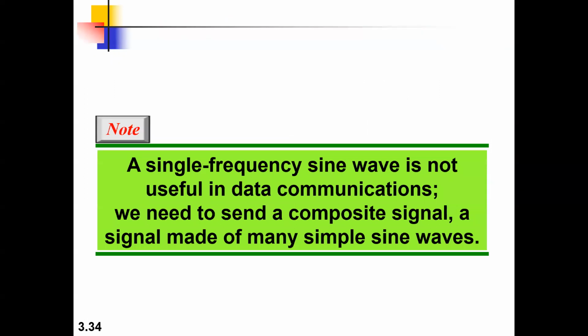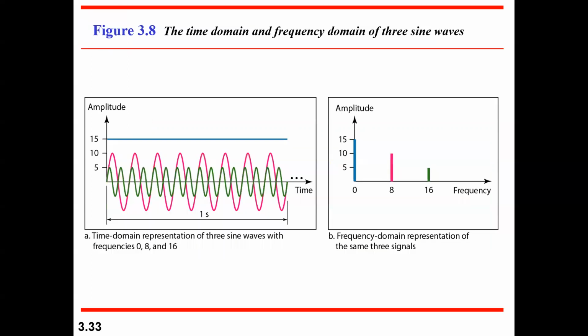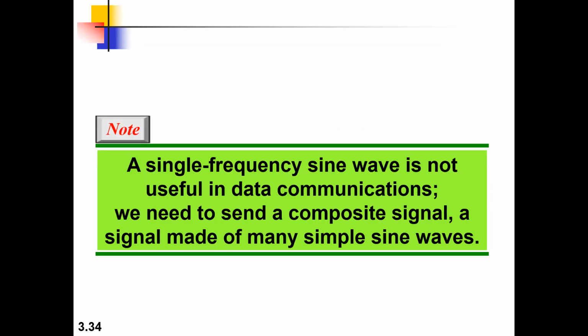It says a single frequency sine wave is not useful in data communication, and we need to send a composite signal, that is a signal made of many simple sine waves. So in reality, there is no single sine wave that travels through the communication. There are many sine waves, right? Multiple. So in order to represent those multiple sine waves, it's best to use the frequency domain.